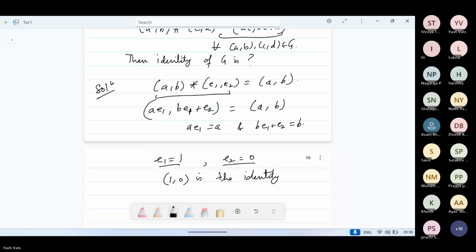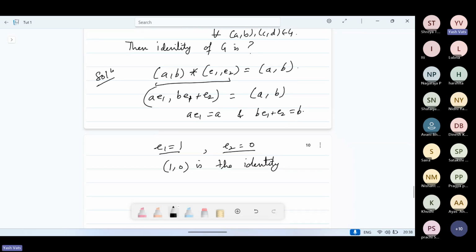Okay. So the identity of G is the tuple 1 comma 0. That is originally coming from the group definition. That is very easy.